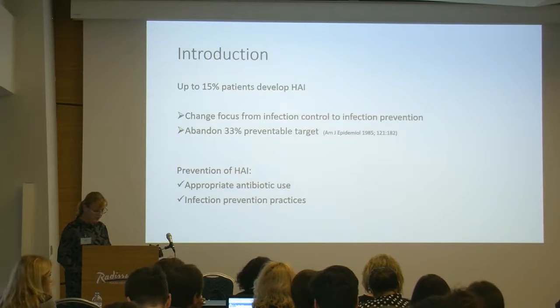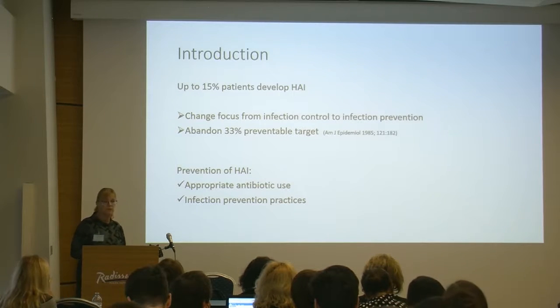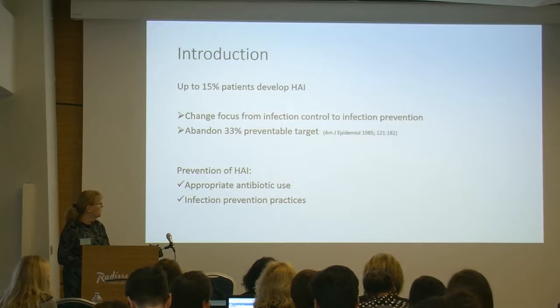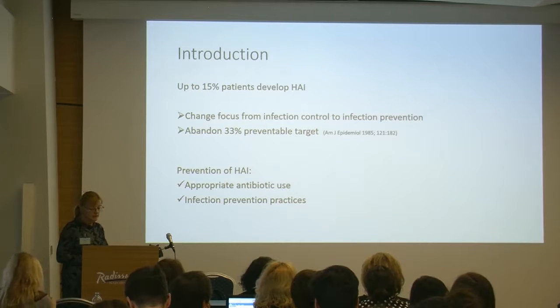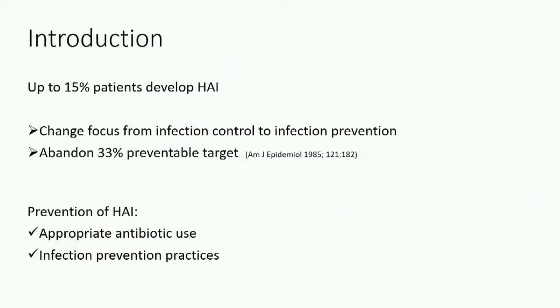So, as you know, hospital-acquired infections are a big problem in our world. But in the last decades, the focus changed from infection control to infection prevention. So we have to do prevention with appropriate antibiotic use, and we have to do proper infection prevention practices. And decolonization and also other pharmacological measures can do the trick there. But we also know that we can avoid only about a third of all the preventable targets.